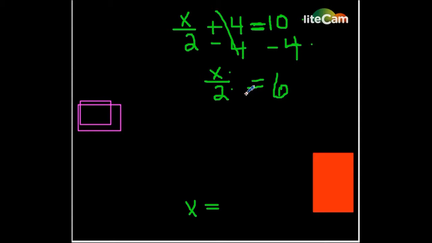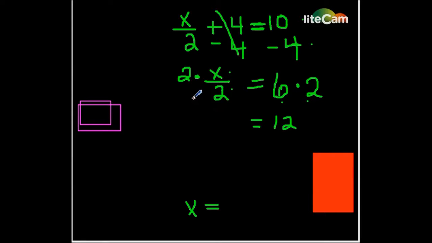X over 2 means x divided by 2. So I have to think, what's the opposite or inverse of divide? Multiply. I'm going to multiply both sides by 2. I have to do it to both sides. 6 times 2, that's the easy side. Let's start with that. 6 times 2 is 12.